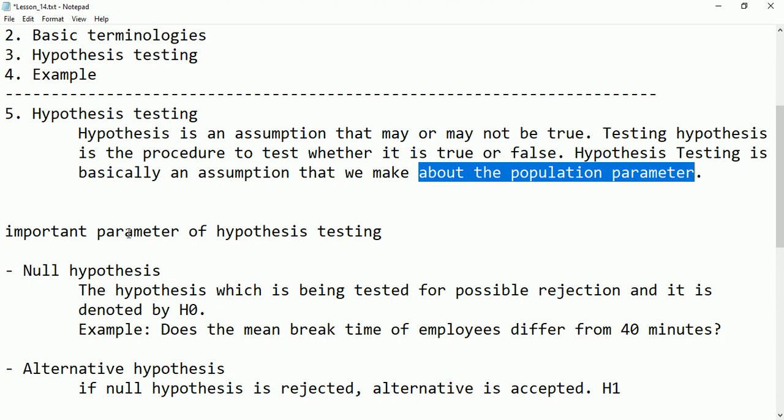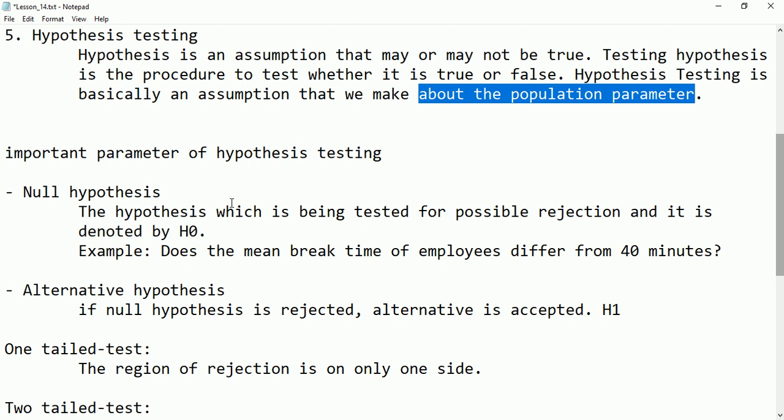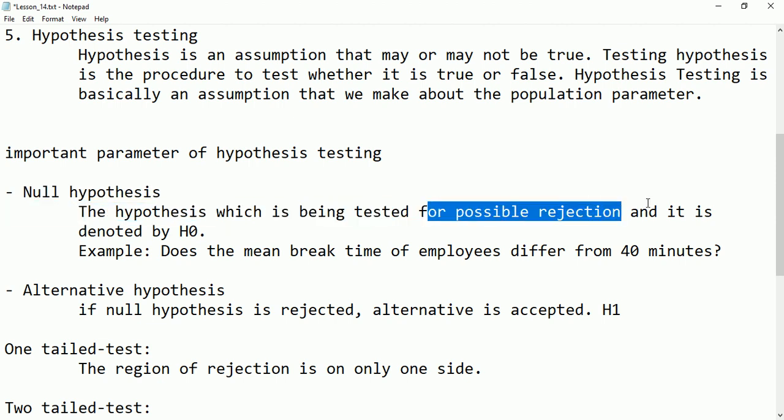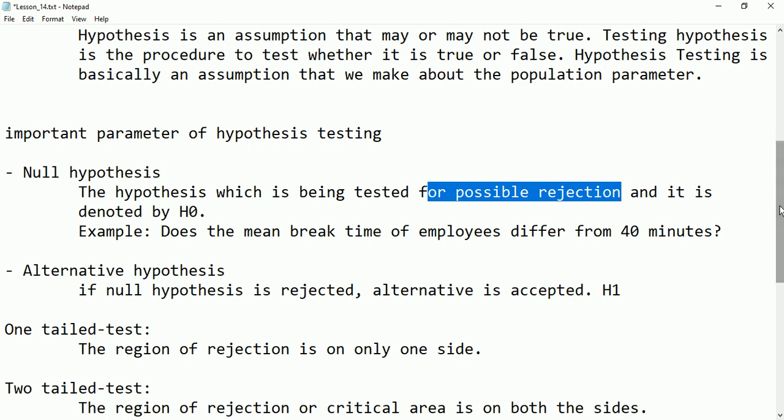Now, the important parameters of hypothesis testing. First we have to know what is null hypothesis. Null hypothesis is actually the hypothesis which is being tested for possible rejection. For example, any condition that we put, if we think about its rejection, that is called null hypothesis. It may be true or it may be false, and that is denoted by H naught.